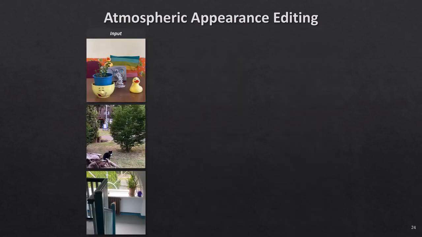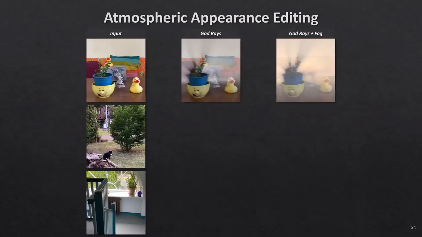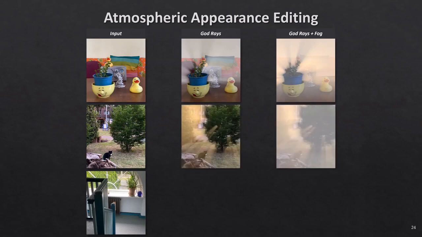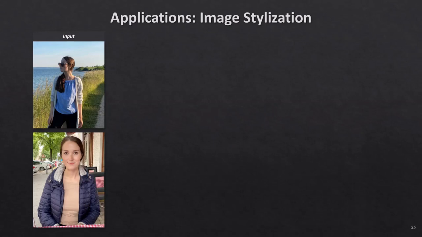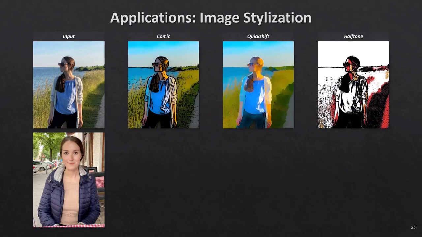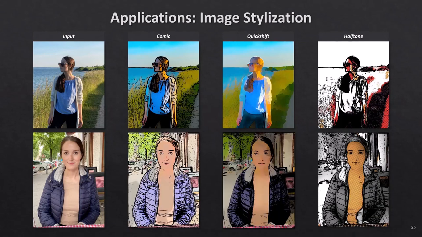For God rays, we first compute an occlusion map for a virtual point light source in the scene using the depth data. We then use this occlusion map for relighting purposes. We further combine the God rays and the fog for a more aesthetic effect. For stylization, we improve upon the existing tone stylization techniques using the estimated albedo, shading, and depth data.